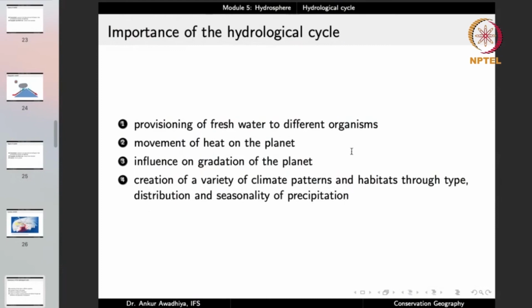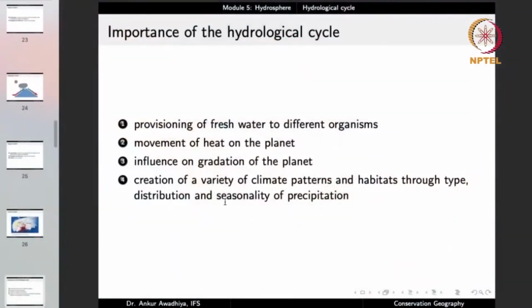It plays a role in the gradation of the planet, because when you have water that is moved to the land areas, this water, when it begins to flow in the form of, say, rivers or rivulets or streams, it will perform erosion. It will also perform a certain amount of deposition on the sides of the rivers and also near the deltas. So in a way, it is playing a role in the gradation of the planet. It is a very important geomorphological agent. So this is another importance of the hydrological cycle. It plays a role in influencing the gradation of the planet by creating geomorphological agents in the form of water movement.